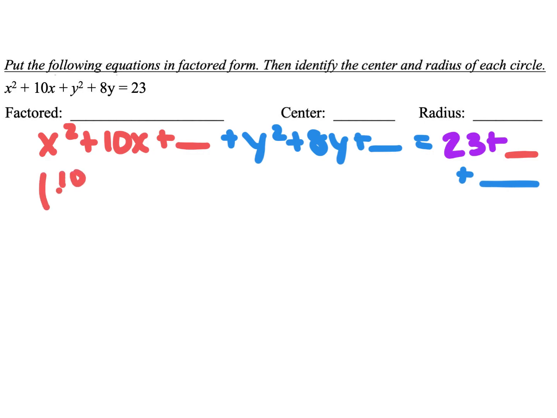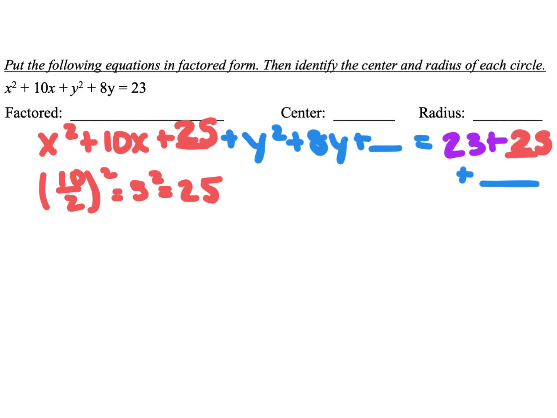So if I want to complete the square for the x part, it's going to be 10 over 2 squared. Its b value is 10. So it becomes 5 squared, which is 25. So I can fill in a 25 on both sides from here.